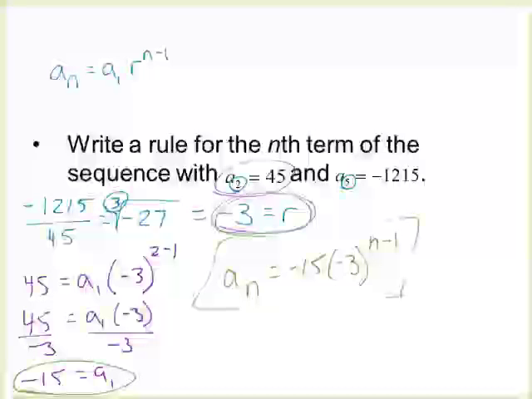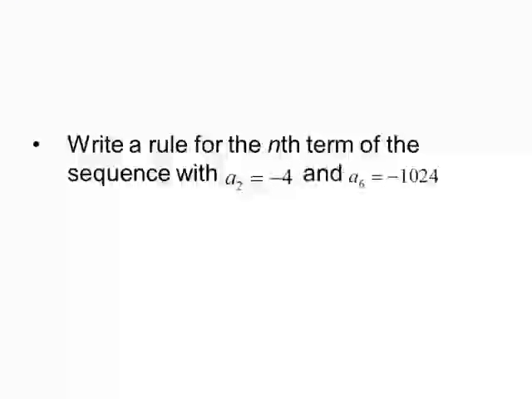Okay, so we start by finding our ratio, by finding the ratio of the 2 terms that were given, but if they are not right side by side, we then need to take the root of how far apart they are. That's our ratio, and then this becomes like the previous problem, plugging in one of the values and solving for a sub 1. Questions? Try the last one.